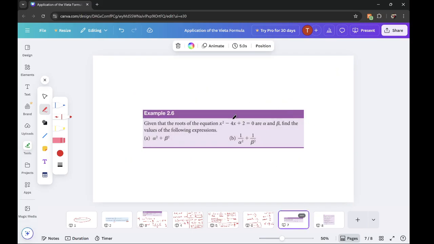Now, this is another question that I want you guys to attempt in your own time. And let me know how that goes. The mark scheme is on the next page.